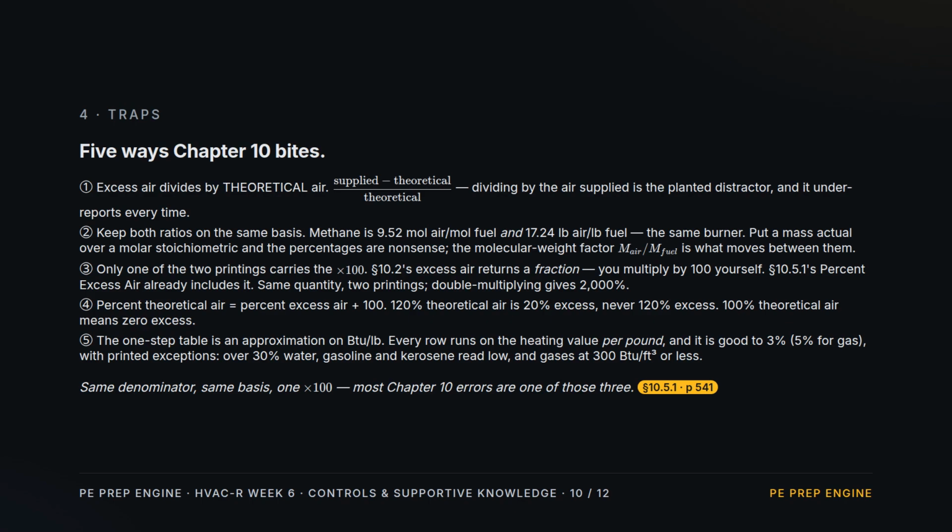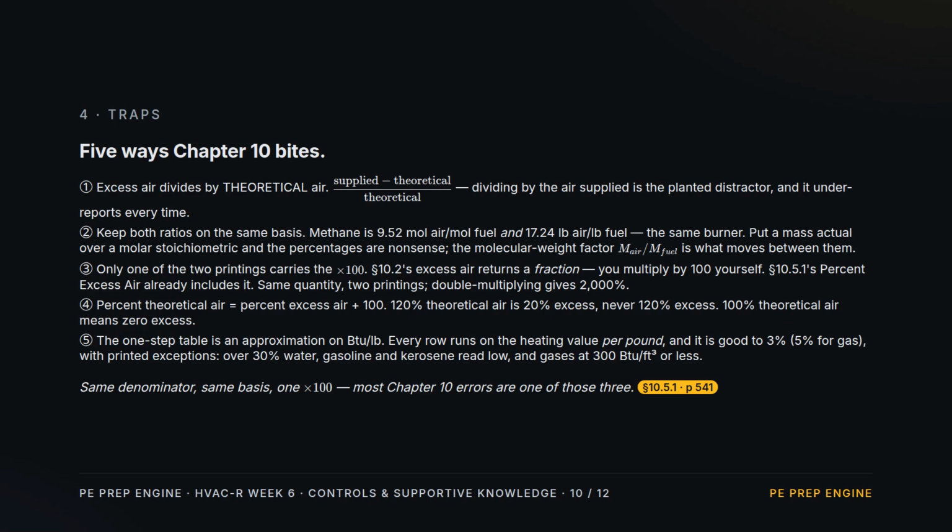2. Keep both ratios on the same basis. Methane is 9.52 on a molar basis and 17.24 on a mass basis, the same burner. Put a mass actual over a molar stoichiometric and the percentages are nonsense. The molecular weight ratio is what moves between them. 3. Only one of the two printings carries the times 100. The excess air definition returns a fraction you scale yourself. Percent excess air already includes it. Double multiply and you'll report 2000%.